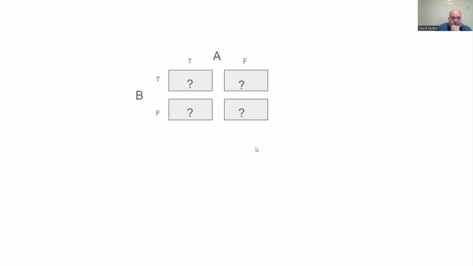Well, first of all, the inputs now have four different possibilities, right? Because A can be true or false, and B can be true or false. And so each input is a combination of these two wires, right? So pause the video if you can, and see if you can figure out how many different functions we can make from these inputs.